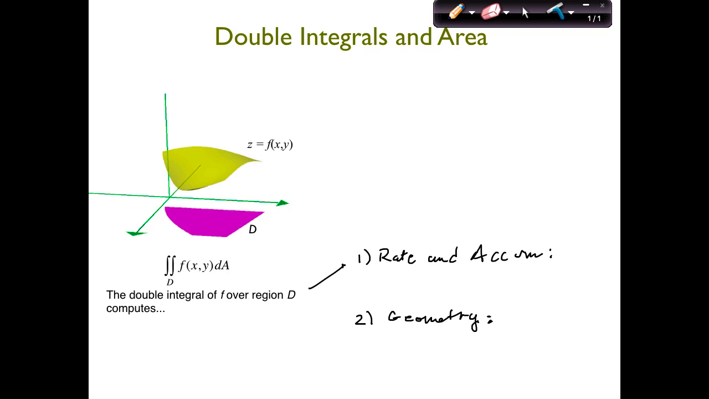Rate and accumulation. For geometry, this is the signed volume under the curve. Volume over the negative.